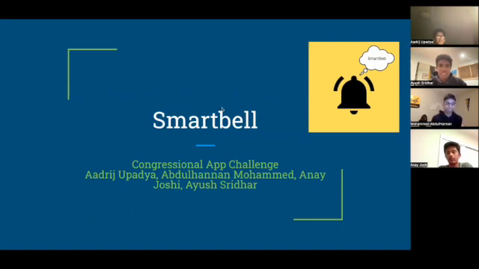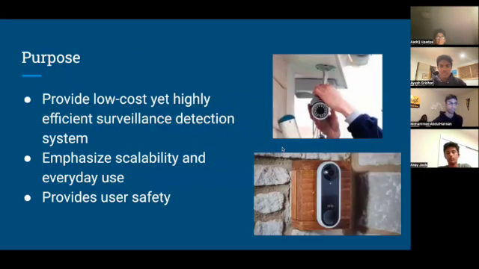And this is our intelligent application, Smartbell. So what is the purpose? The purpose of this application is to provide a low-cost yet highly efficient surveillance detection system meant for everyday use and user safety.